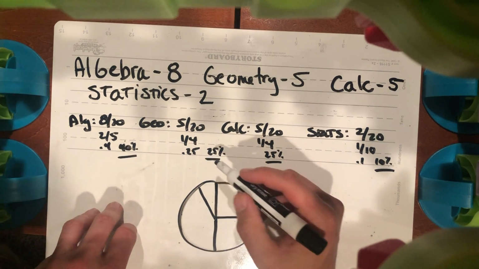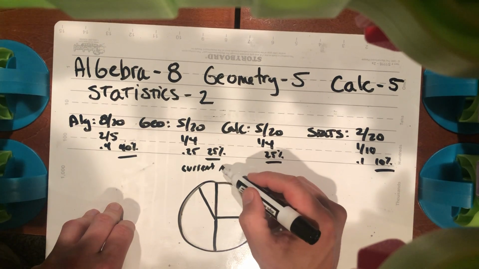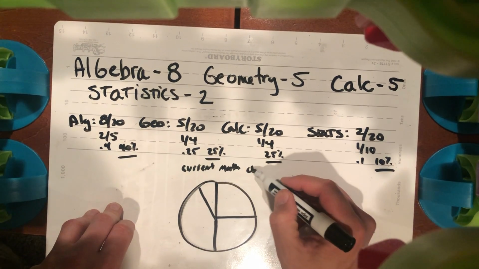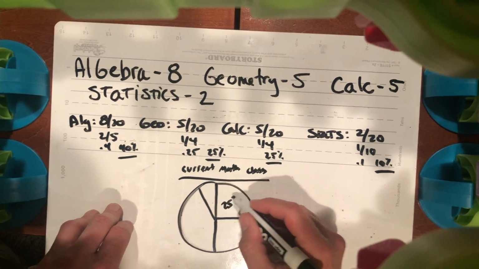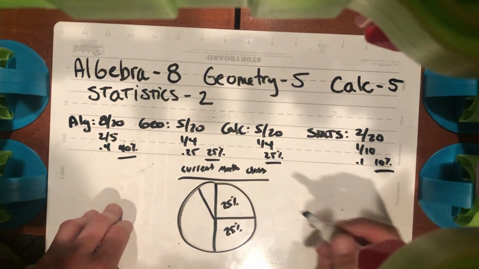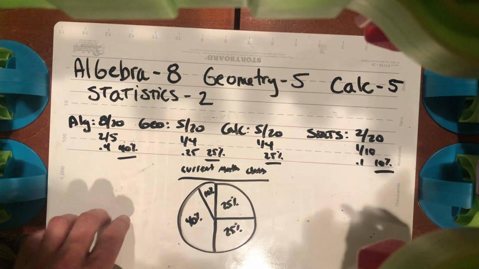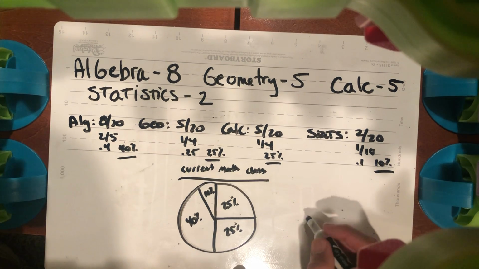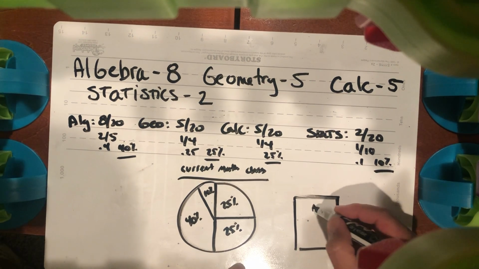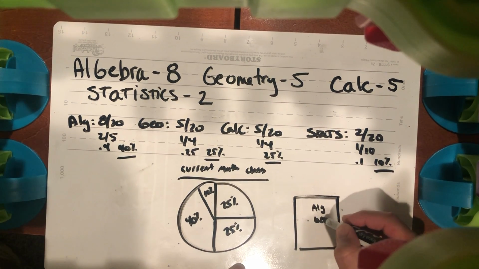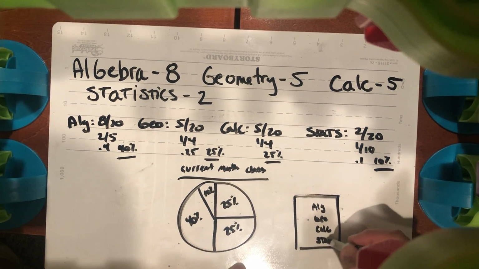You need a title, and this would be current math class. And oftentimes you can include the percentage, 25, 25, 40, and 10. It's also good sometimes to create a legend or a key to help organize your work. So we'd have algebra, we'd have geometry, we'd have calculus, and we would have statistics.